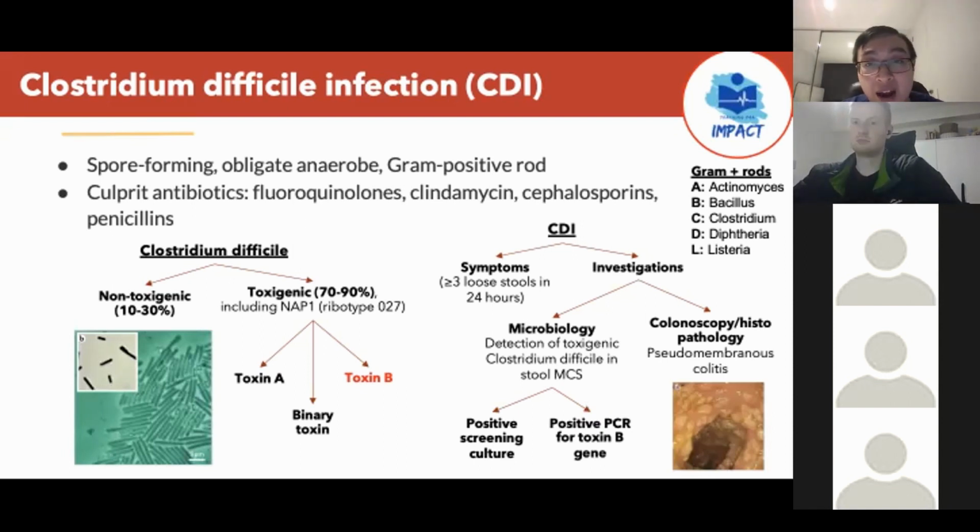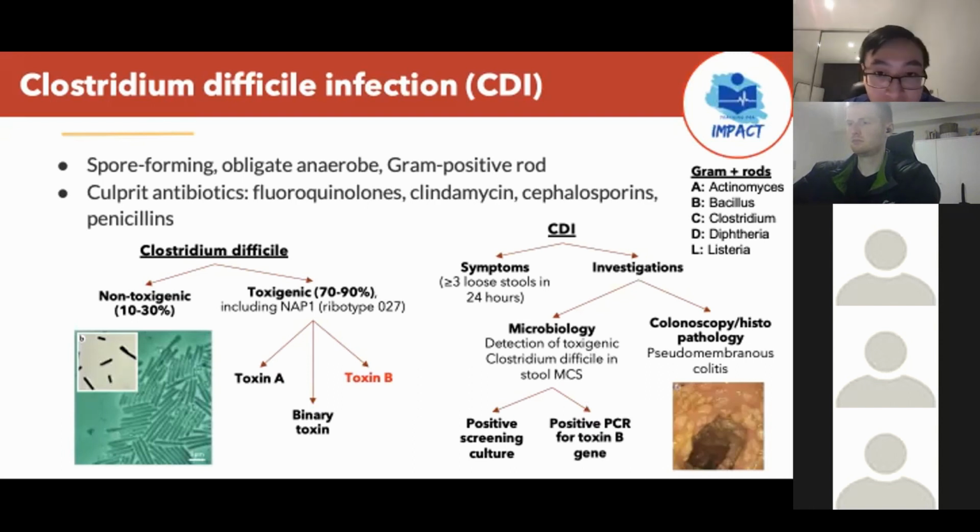Out of interest, there's also a hypervirulent strain of Clostridium difficile that's been around for about the past 15 years, called NAP1 or ribotype 027. This strain is particularly hypervirulent because it can produce a third toxin called the binary toxin, which is absent in all other strains of Clostridium difficile.